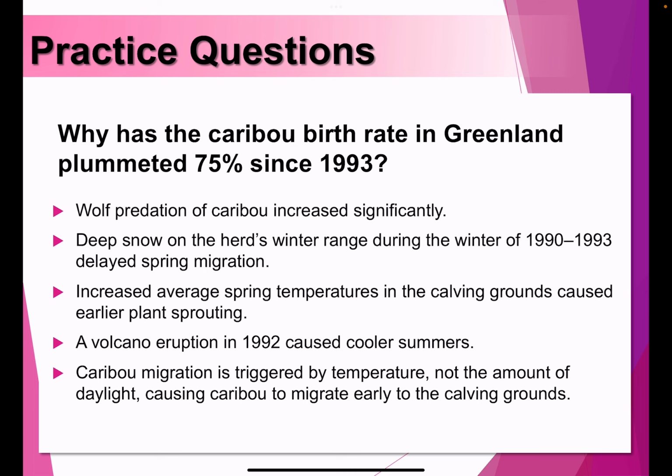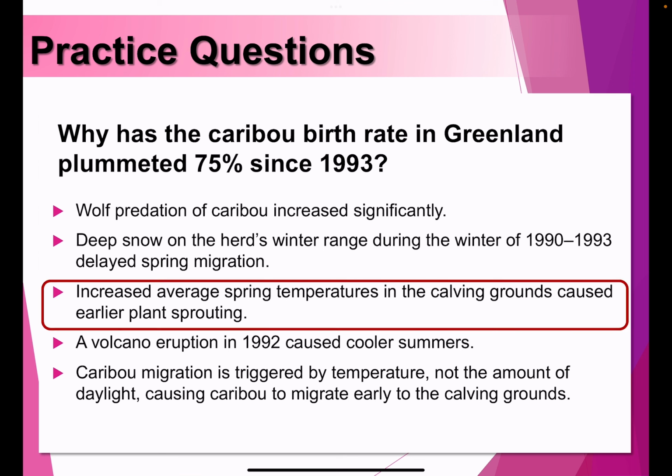Why has the caribou birth rate in Greenland plummeted 75% since 1993? It is because the average spring temperatures in calving grounds cause earlier plant sprouting that caused the caribou to be unsynchronized, migrating to the right area at the wrong timing. So the nursing moms were malnourished.